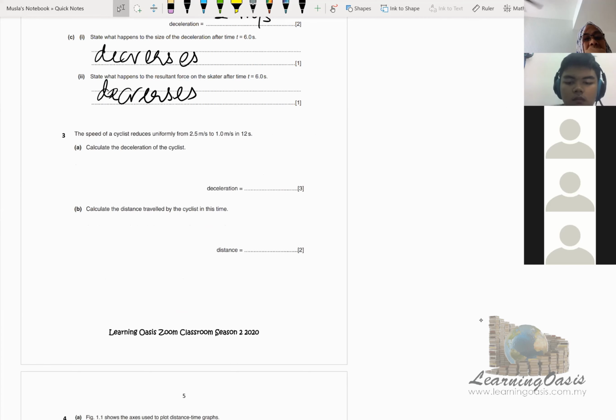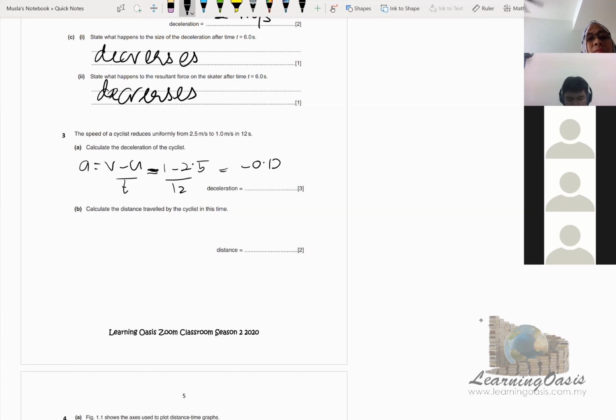a equals to v minus u over t, equals to 1 minus 2.5 over 12. So that will give you what? Negative 0.125. So acceleration is negative 0.125. Right. Deceleration is 0.125.